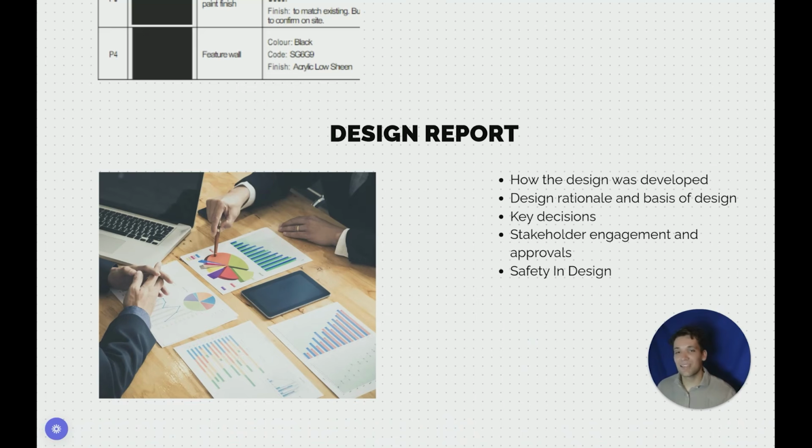And the safety in design process. So the safety in design process is how we go through and check that the design is safe to build, how the construction team check it, how the maintenance team check it's safe to be maintained. Evidence of how the safety in design has been done will also be captured in the design report.